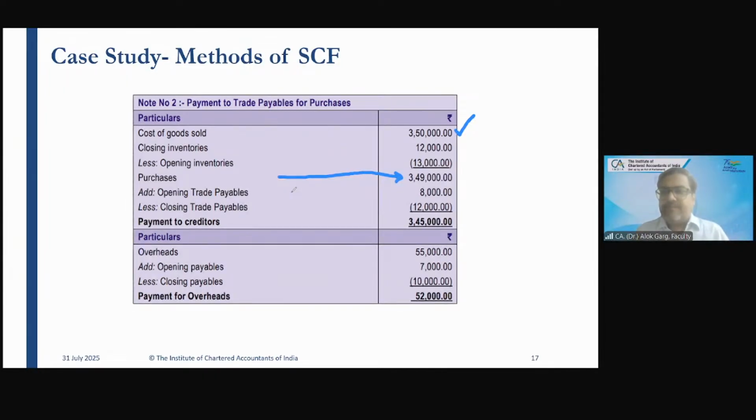Yes, clear, sir. If you had made purchases and all that goods was lying in stock, in inventory, would it come in your P&L? No, it would not. So because it is prepared on an accrual basis, it will be shown as an asset in your balance sheet.